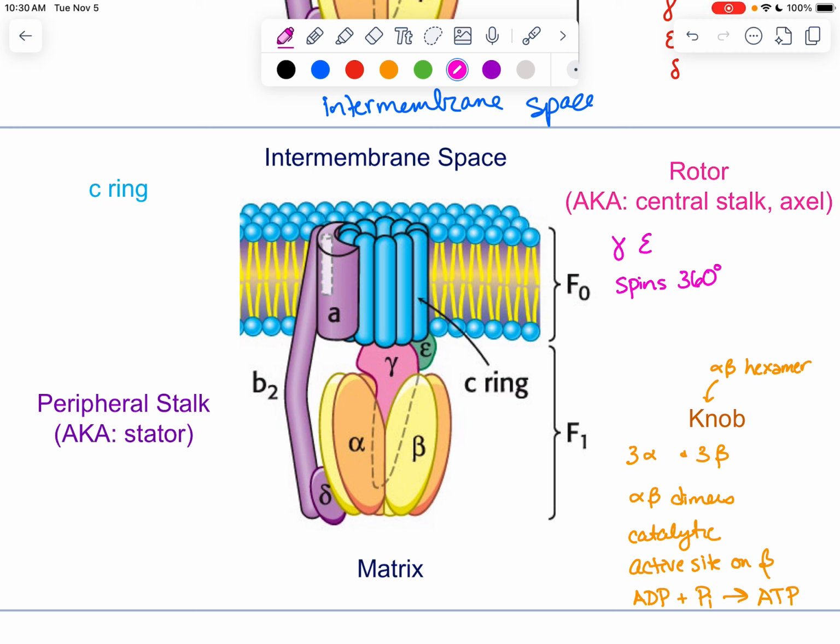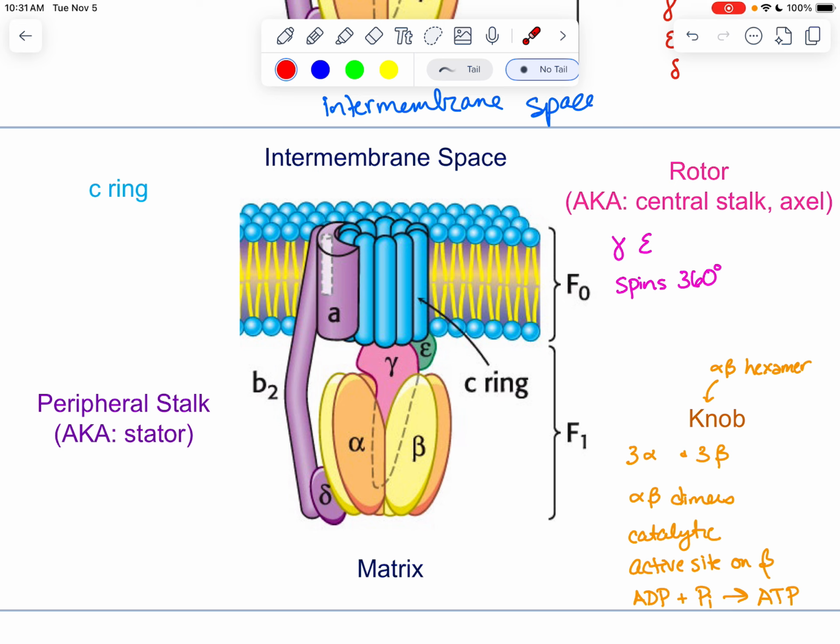And this comes down into the center. The knob forms kind of a barrel shape, and that gamma piece comes down into the center. So it's spinning, and it is closely associated with these alpha and beta pieces. The alpha and beta, this subsection of the knob, stays stationary, but this axle piece spins within there.